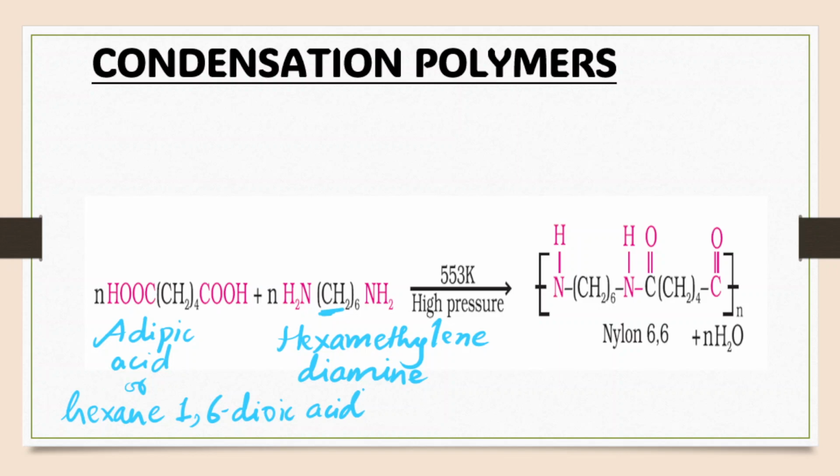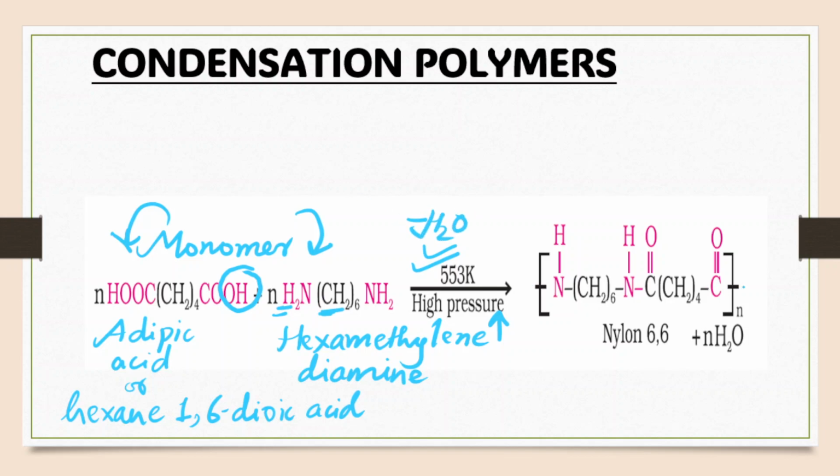This is the name of the monomers. We have to remember the names of the monomers, otherwise we cannot proceed with this chapter. And these are the monomers. So this is monomer, this is monomer, and this is also a monomer. Two monomers are there, and the temperature is 553 Kelvin, and the pressure is high pressure. And so here what happens is this OH is removed, and it reacts with this hydrogen of the amine group, and a water molecule is removed. So it forms a bond like this.